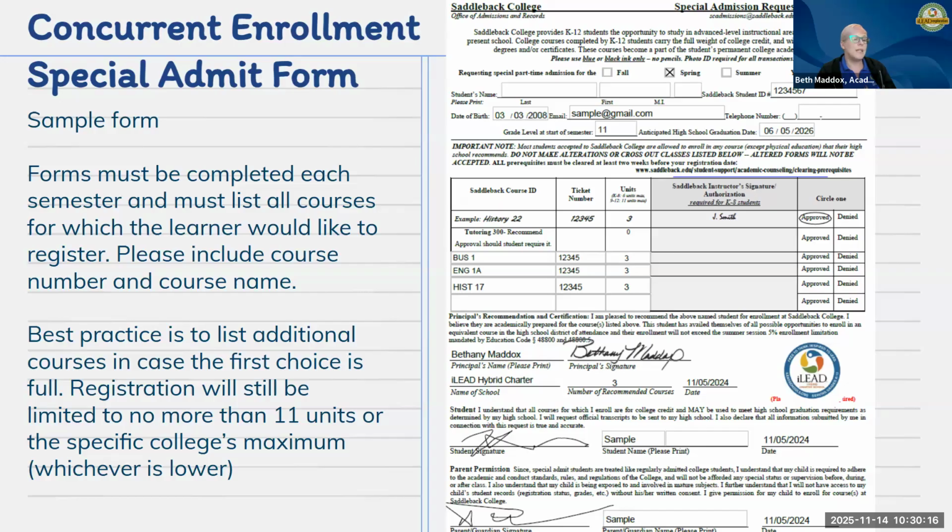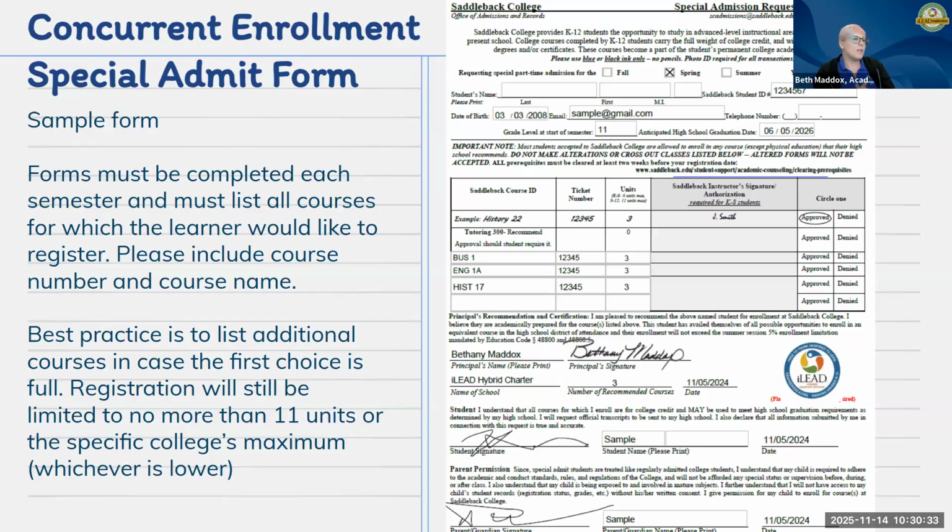Your forms must be completed each semester. So for most of these colleges, you're going to do a form every semester. Every semester, you're going to put down what classes you're taking. We're going to sign off that we agree to those classes, and then you're only allowed to register in the classes that are on that form. So that's an important point to make as well.